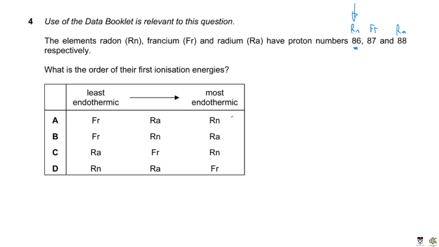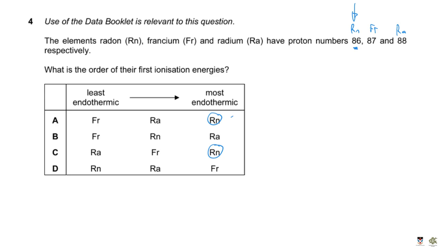So radon will require the most energy to remove its outermost electron, and therefore will have the most endothermic first ionization energy. Remember, we require energy to remove these electrons, so it's all endothermic values. We need the most energy for radon because it's in a higher period in the periodic table, so it has one energy shell fewer compared to the other two elements. So smaller distance, stronger attraction, so more endothermic values. So far we can look at those two options, A and C.